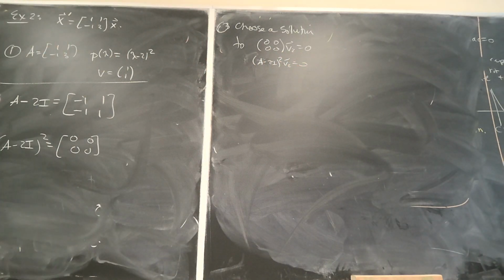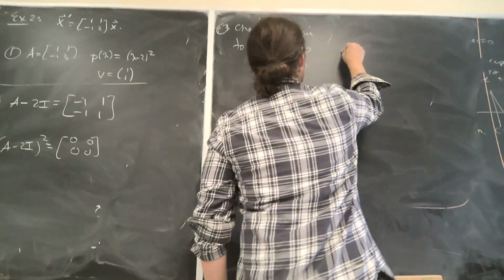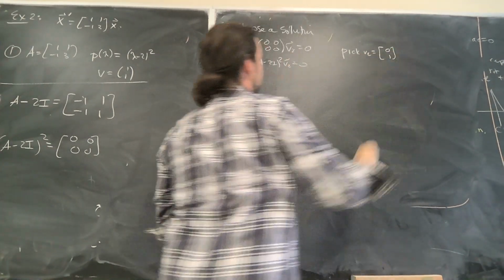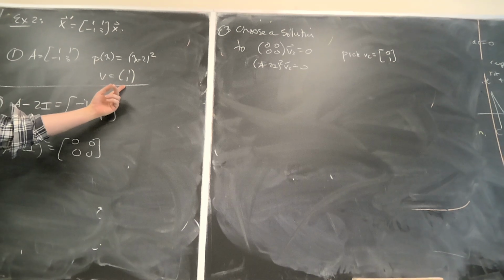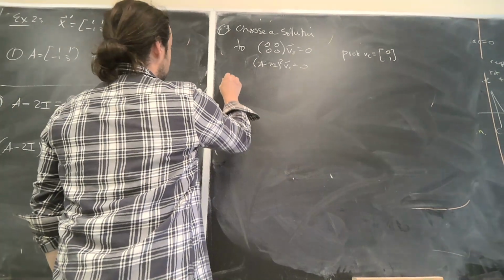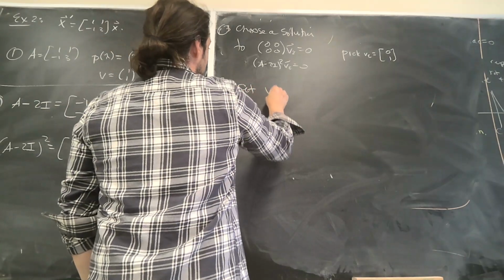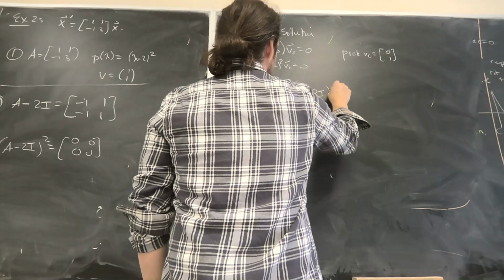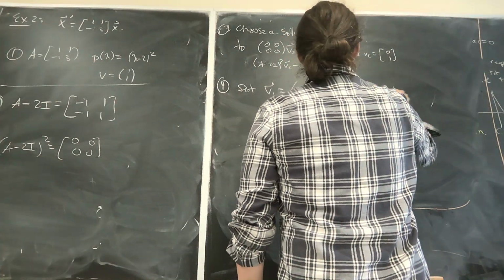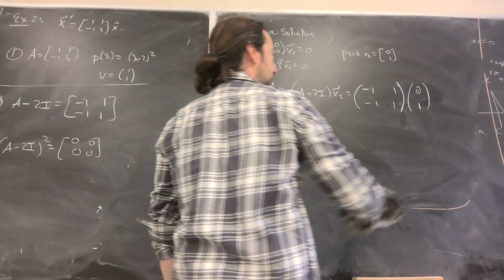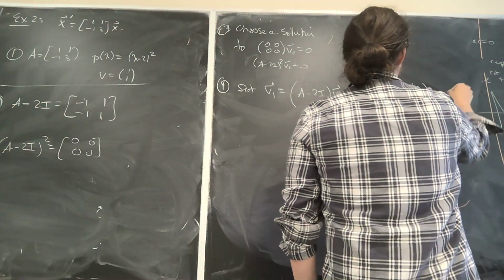Now we don't have to pick 1, 0. Pick anything you want. 0, 1. Okay, that's a good one. So let's pick v2 equal to 0, 1 this time. Now, 0, 1 is not a scalar multiple of 1, 1, so we've picked something that will not be an eigenvector. So step 4, we're going to set v1 equal to A minus 2I v2, which is [-1, 1; -1, 1] times (0, 1). And that gets us the vector (1, 1).